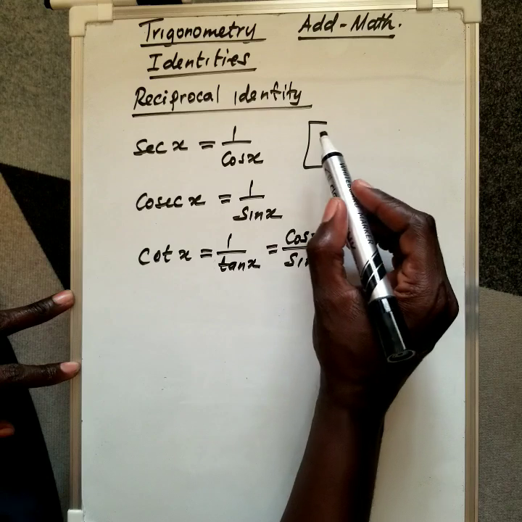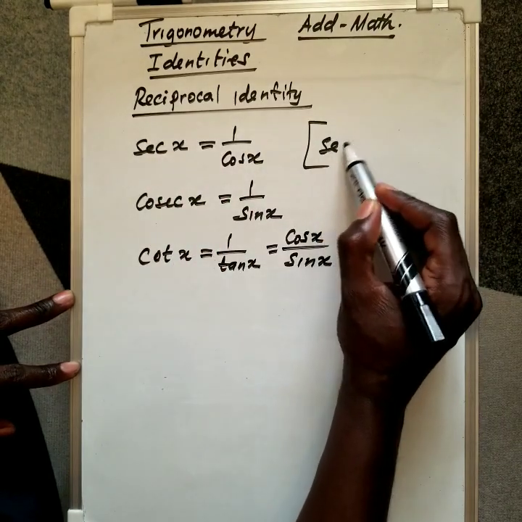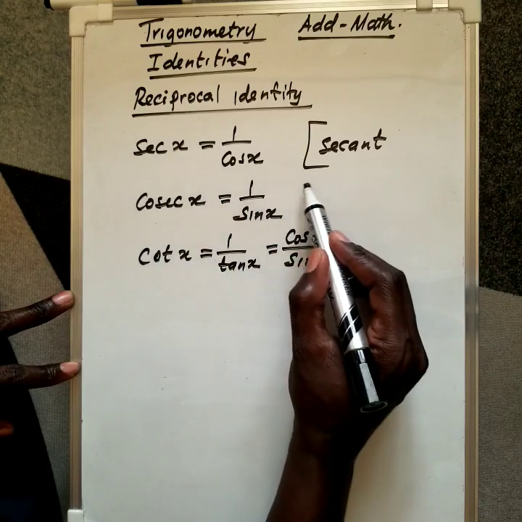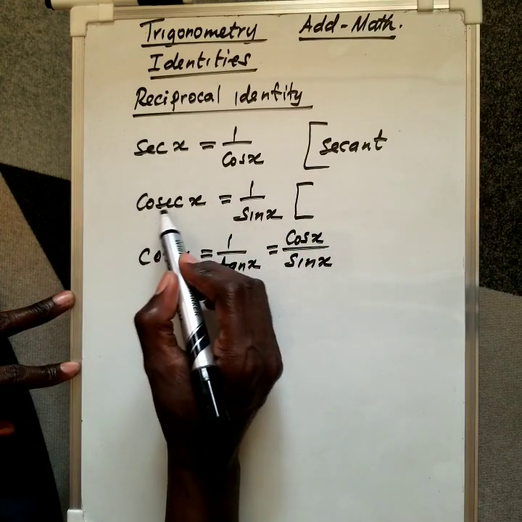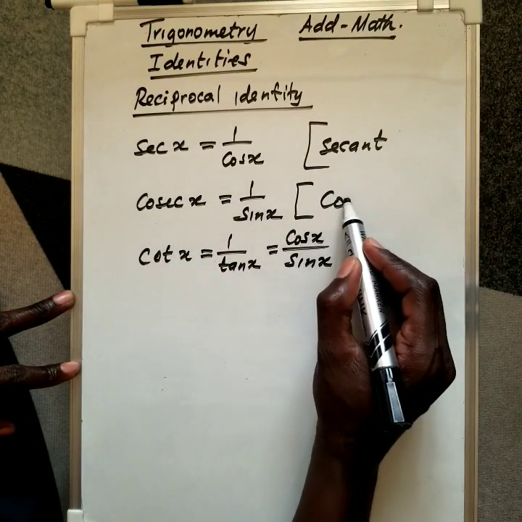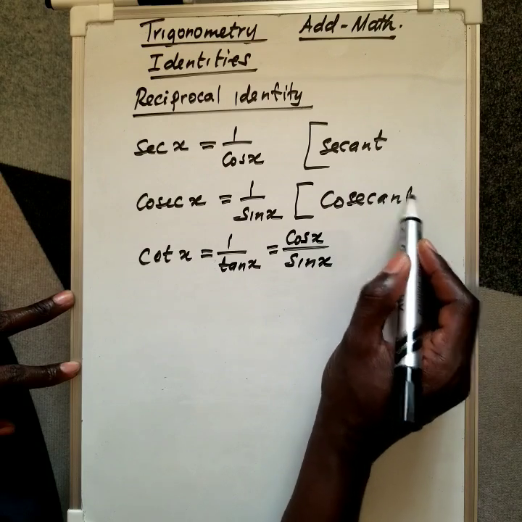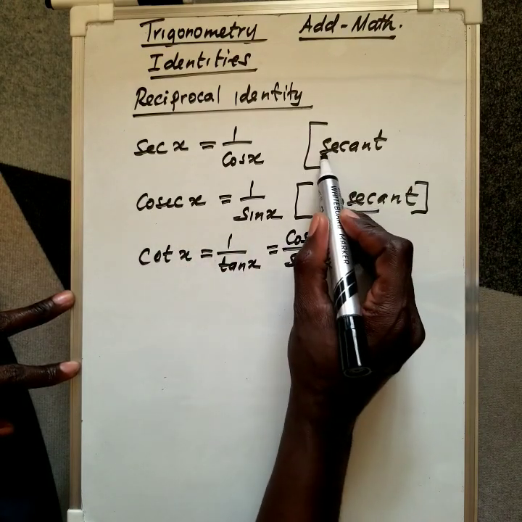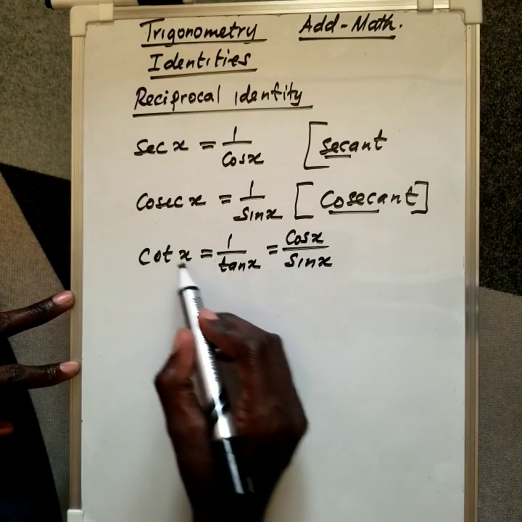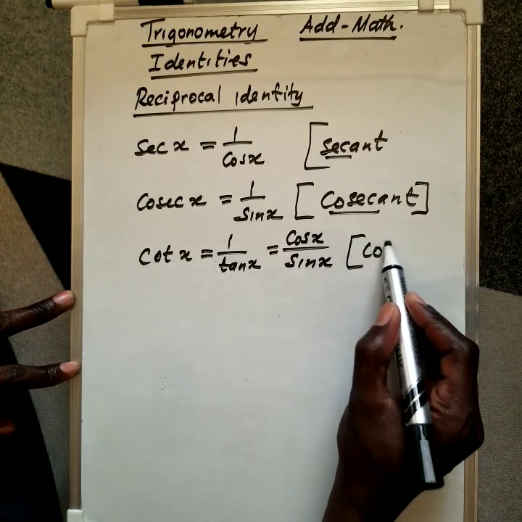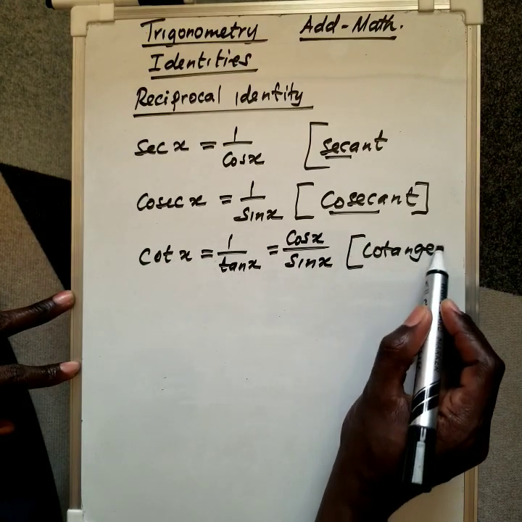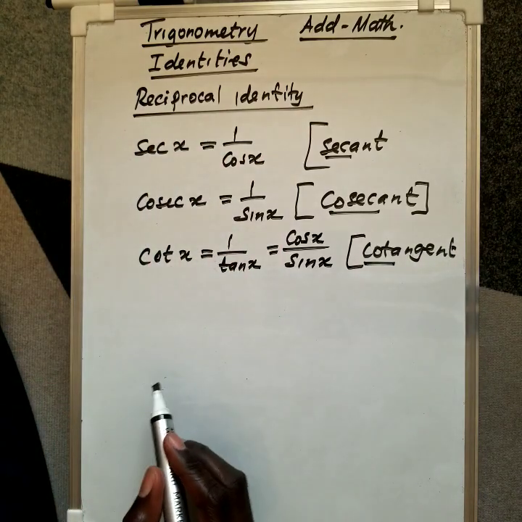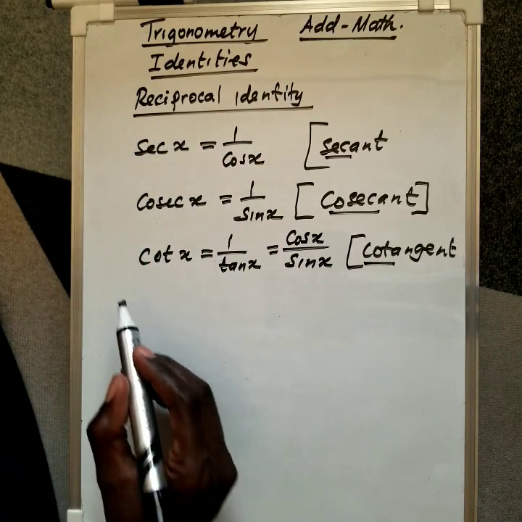Now remember that this sec is actually secant, but we just abbreviate it as sec. Then this is what we call cosecant, but we just abbreviate it as cosec. And this one here is cotangent, but we just abbreviate it as cot. So these are simply called reciprocal identities.